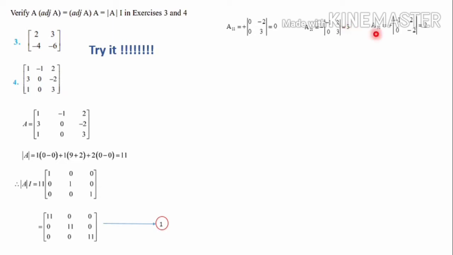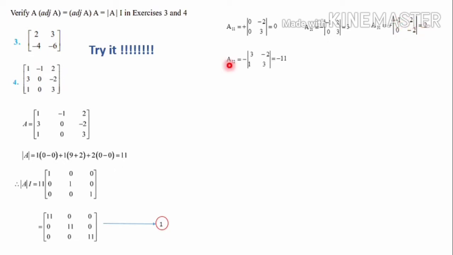Next element is A31. A31 means third row first element, that is this one. Row and column is gone, that is minus 1, 2, 0, minus 2. That is written here, outside sign is plus because 3 plus 1 is 4, 4 is an even number. So minus 1 into minus 2, that is 2, minus 0. 2 minus 0 is 2, that is the answer.